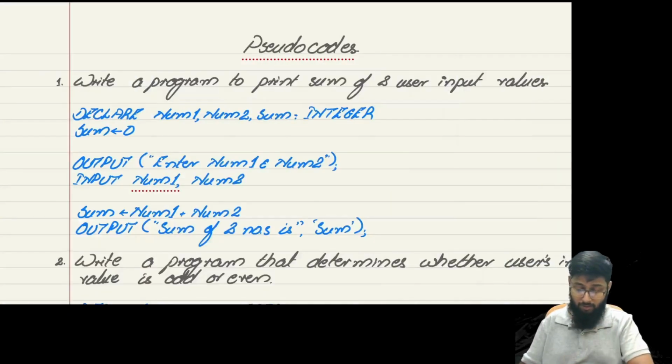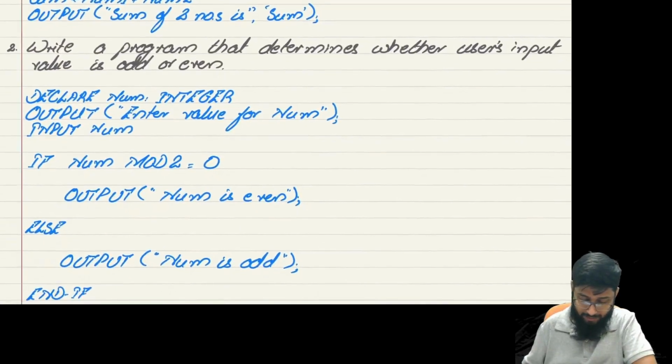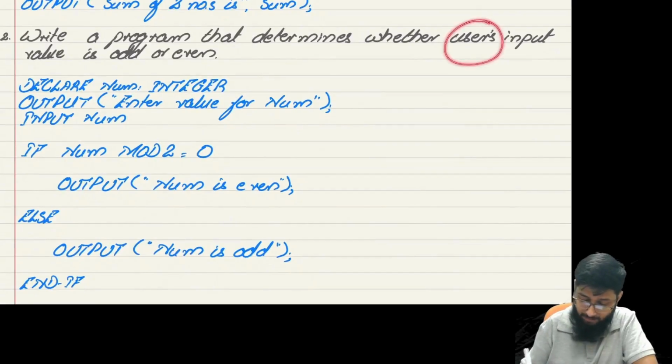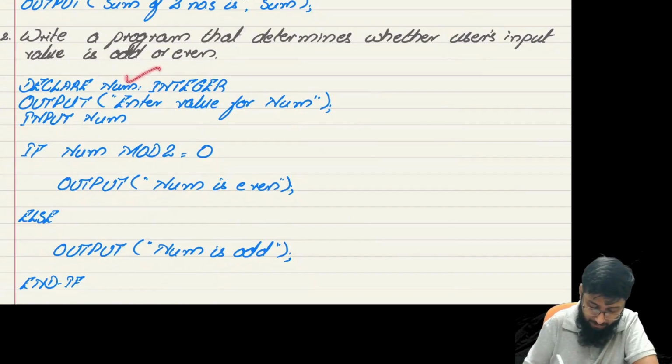Okay, now when it comes to the pseudocodes, over here you might see it says write a program that determines whether the user's input value is odd or even. So now we need to declare num, and it has a data type of integer. We do not need to initialize anything, so no need for initialization.